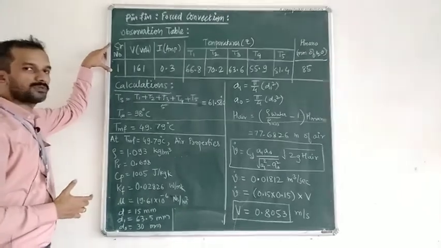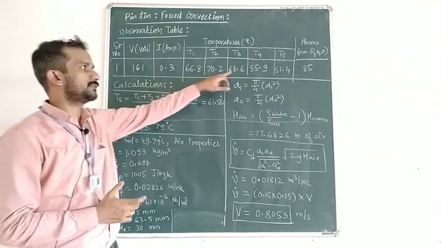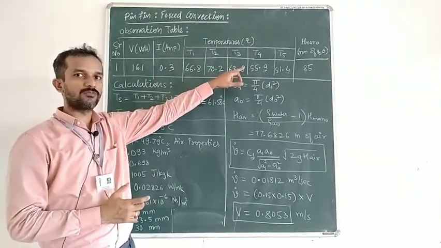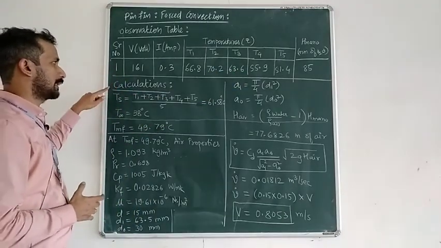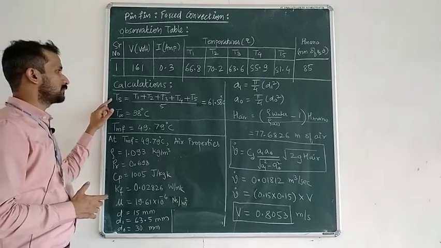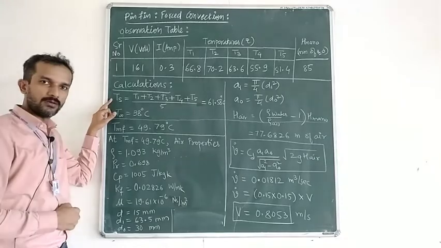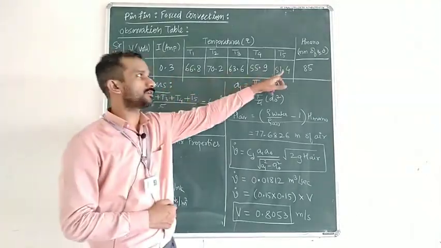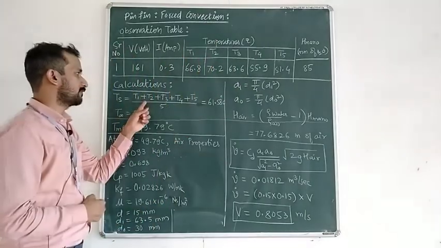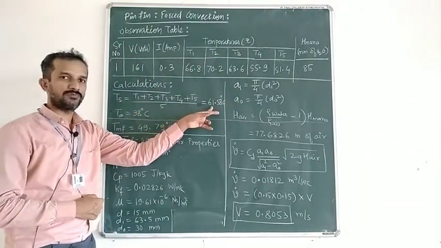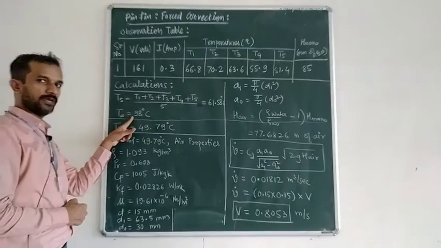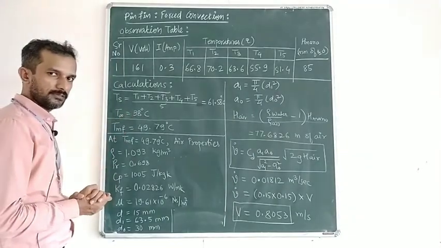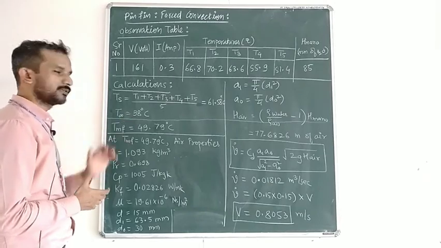So these are the readings. You can see this observation table. We have taken these readings after steady state for the pin fin in the forced convection environment. So you have these readings now. Let us start the calculations. In the calculations, we will first find out the surface temperature of the fin. We have the 5 thermocouples mounted on the surface, so the average of those 5 thermocouples will give the surface temperature of the fin. We know the ambient temperature, which is 38 degrees Celsius, which we recorded in the beginning of the trial.